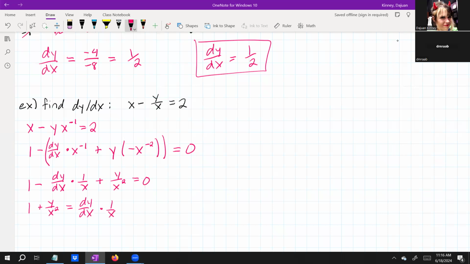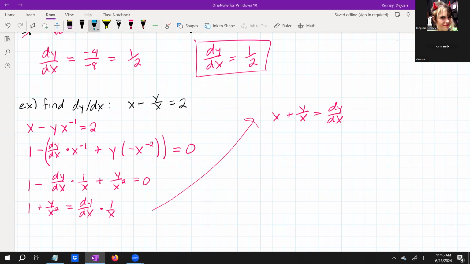And that's yuck. So multiply both sides by x. This gives me x plus y over x equals dy dx. And we could clean this up a little more, but I'm going to choose not to.